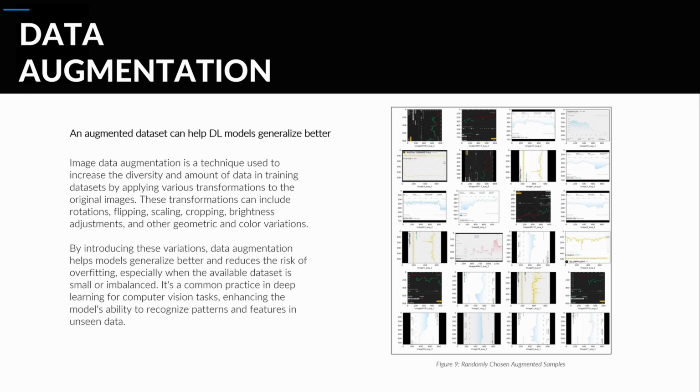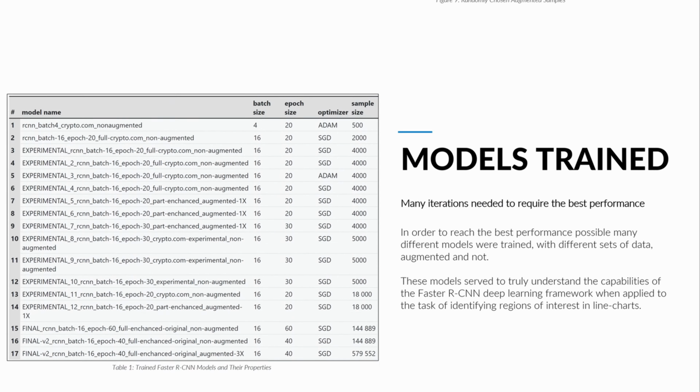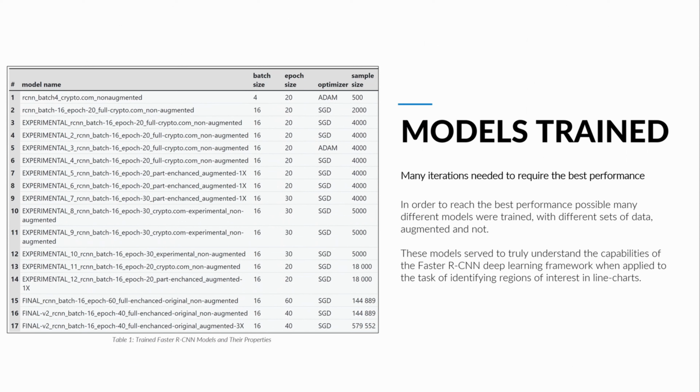Once the dataset was ready, moving from 144,000 images to 580,000 with the augmentation, a total of 17 models were trained with different hyperparameters to reach the best performance after loading in a pre-trained model to speed up the training process. In this case, the best performance was achieved with the stochastic gradient descent optimizer with 0.001 learning rate and 0.005 weight decay over 40 epochs with a batch of 16.